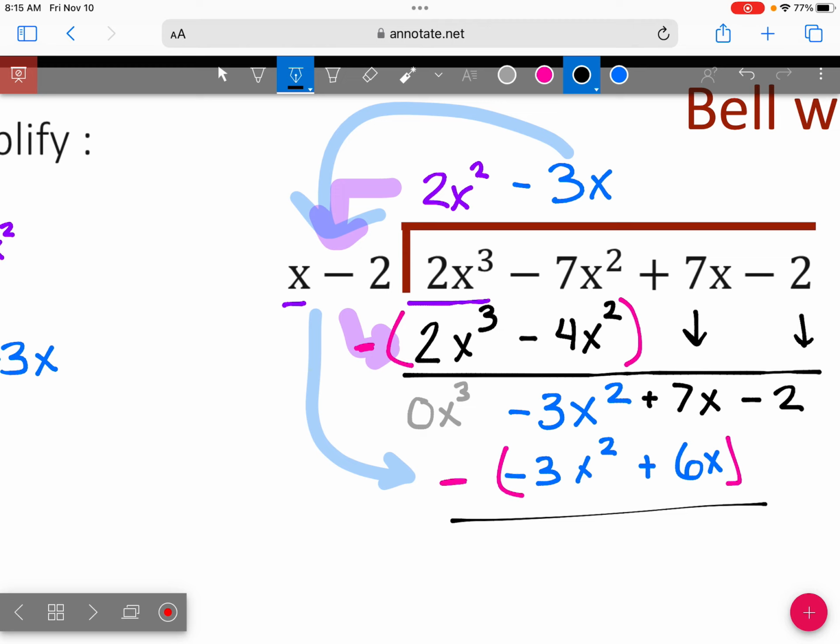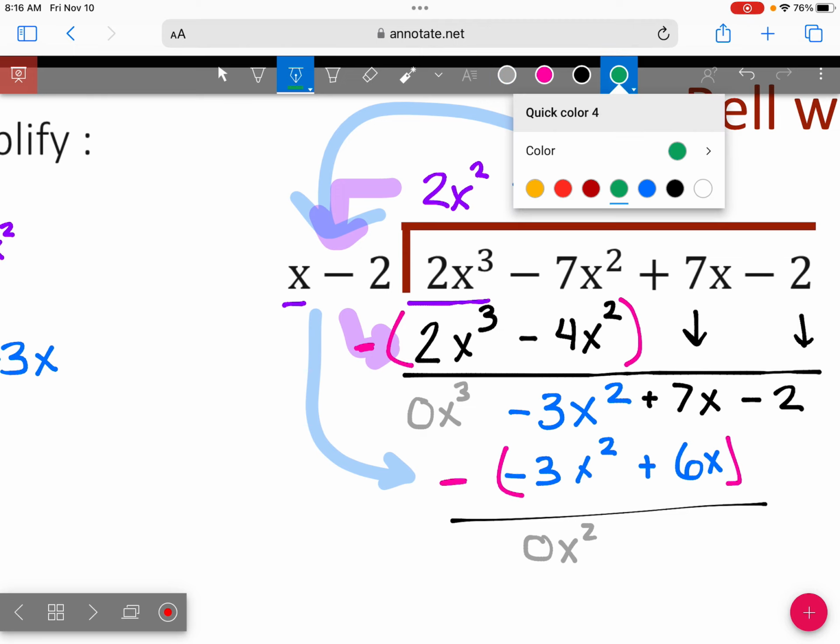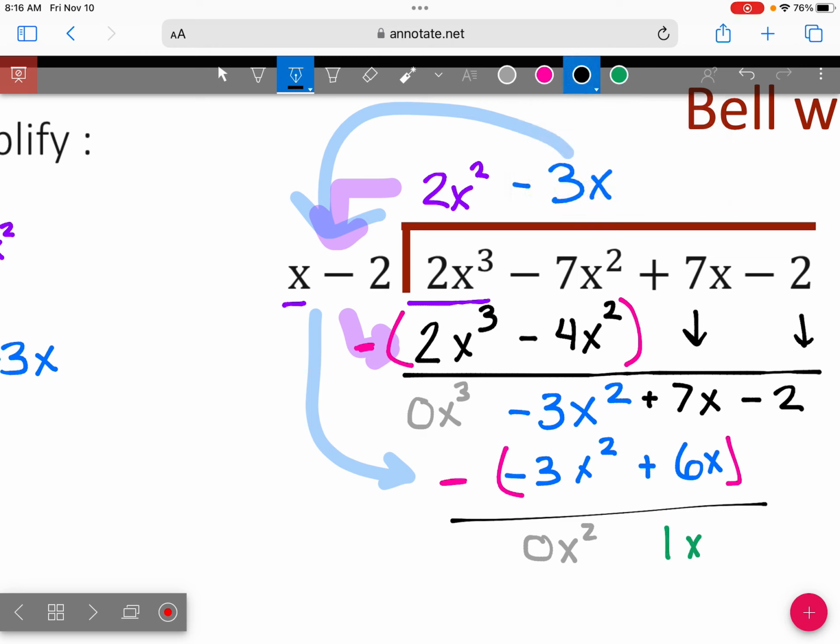So -3x squared minus -3x squared is 0x squared. So that is the whole point, is to make one of these eliminate out. Then we have 7x minus 6x, which is 1x. We'll get another color. We'll get green. So we have 1x. And then our -2 is going to drop down. And we have to do one more cycle.